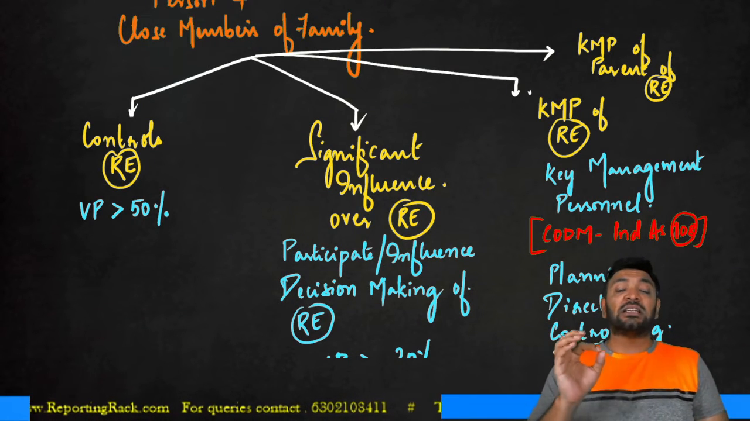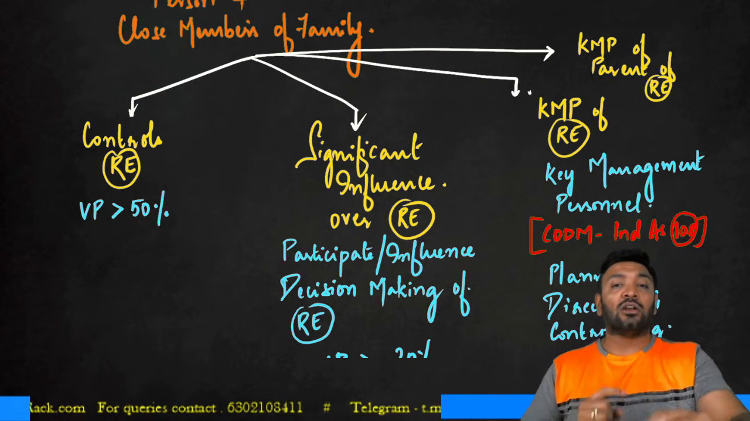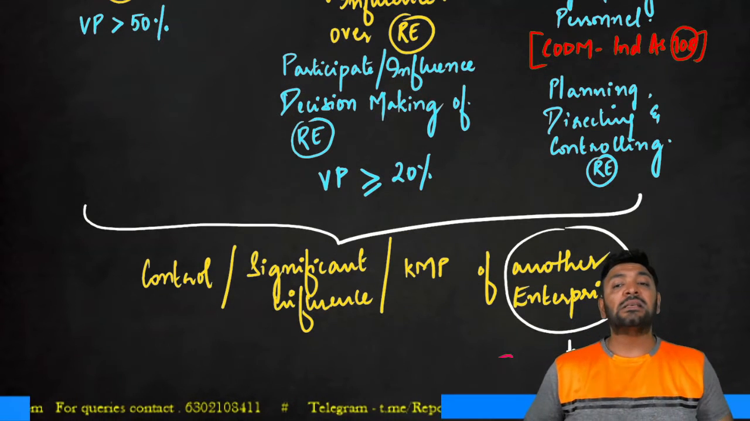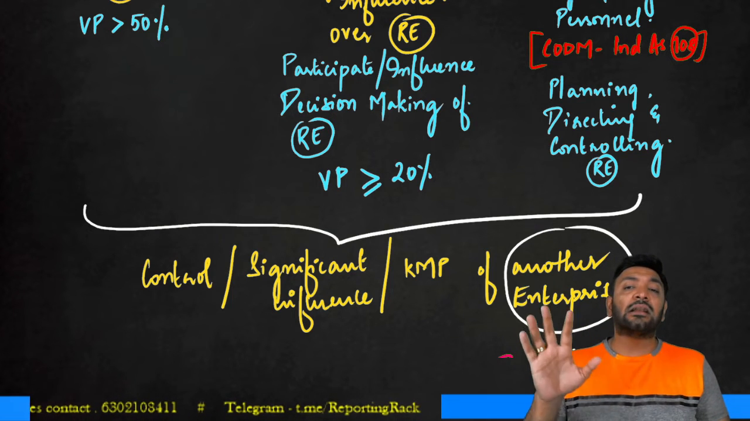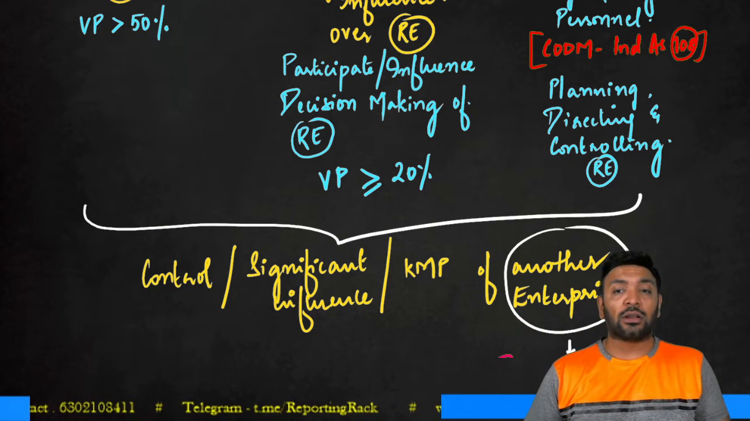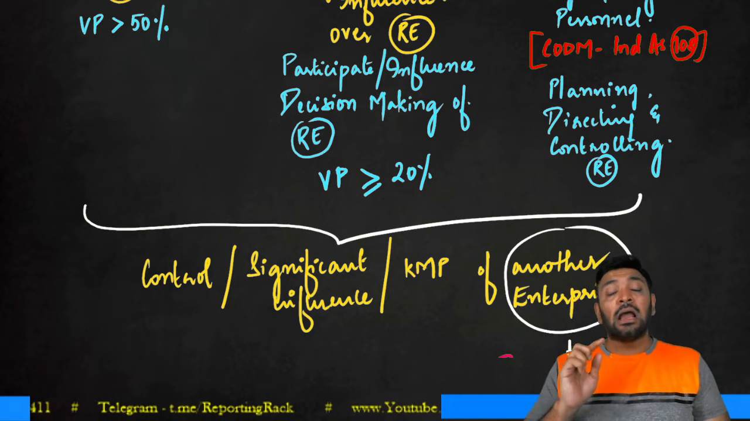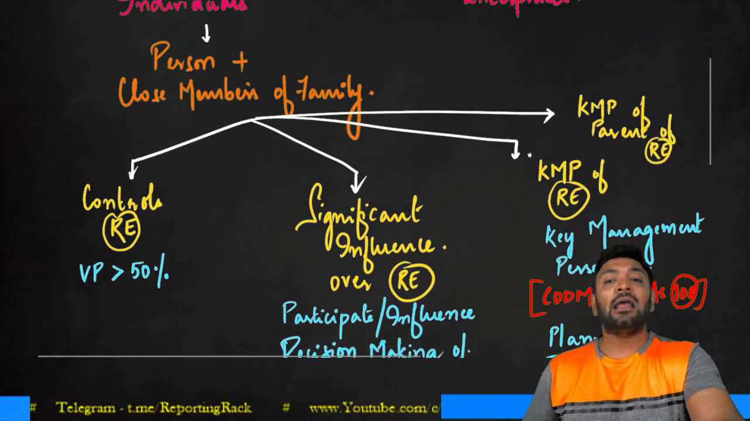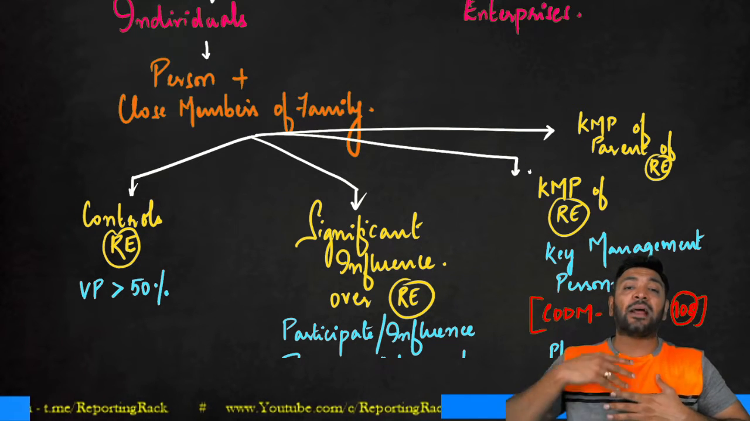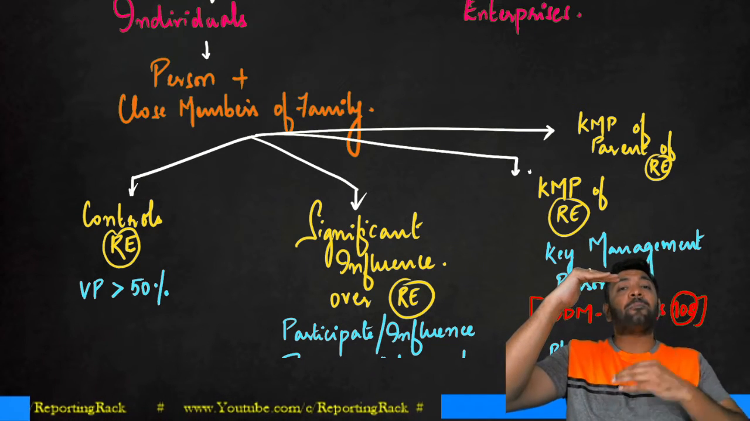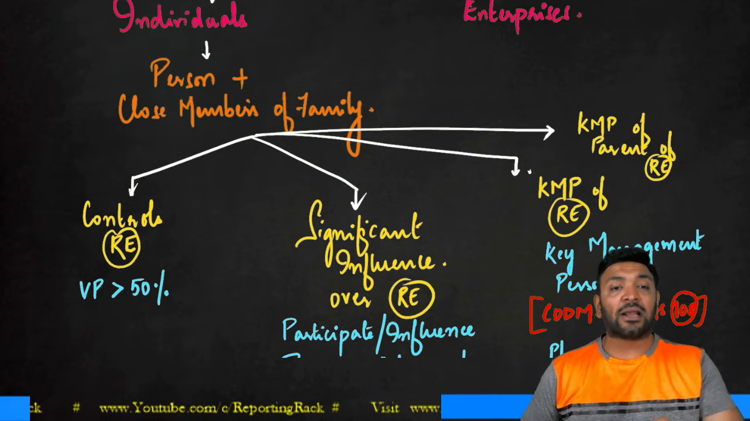A key management personnel is a person who is vested with the responsibility of planning, directing, and controlling the operations of the reporting enterprise. Generally, your CEOs, CFOs, MDs are considered to be related parties to the reporting enterprise because they are considered as KMP, key management personnel. I also added one more relationship towards the end. A KMP of the parent of the reporting enterprise, that means I am the reporting enterprise, I have a holding company, the KMP of this holding company can also be considered a related party to the reporting enterprise.